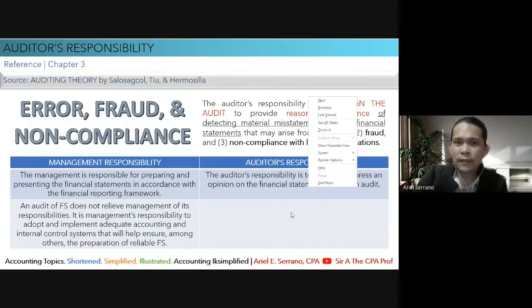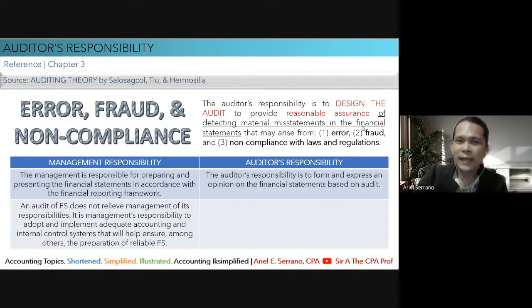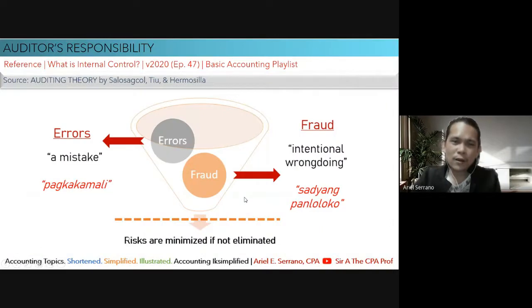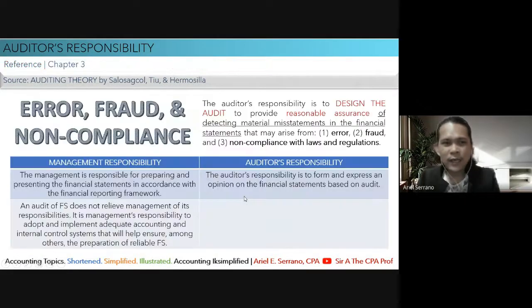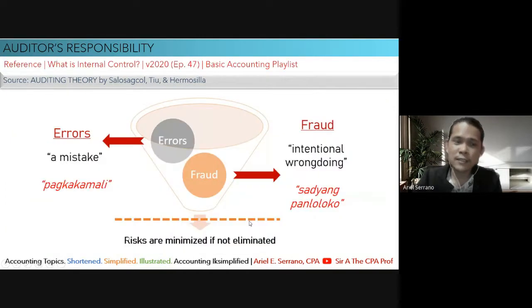Now, on the side of the auditor, kinakailangan na i-design niya yung audit ng mabuti para magkaroon tayo ng reasonable assurance. Please take note that we always provide reasonable assurance because we cannot guarantee 100% assurance, an absolute assurance of detecting material misstatements. Now, when we talk of errors and frauds, exclude muna natin yung non-compliance. Gawan po natin ito ng separate video lecture. I-focus muna natin yung error at saka fraud. Ano ba yung difference nito?